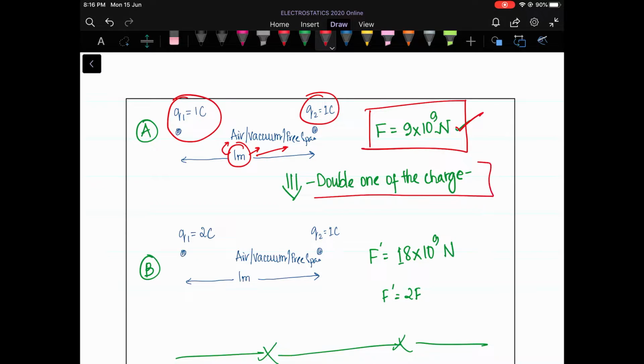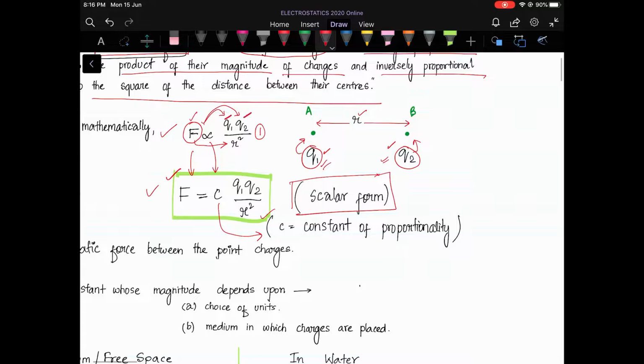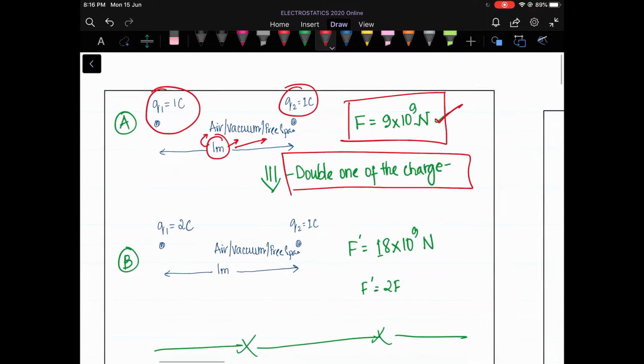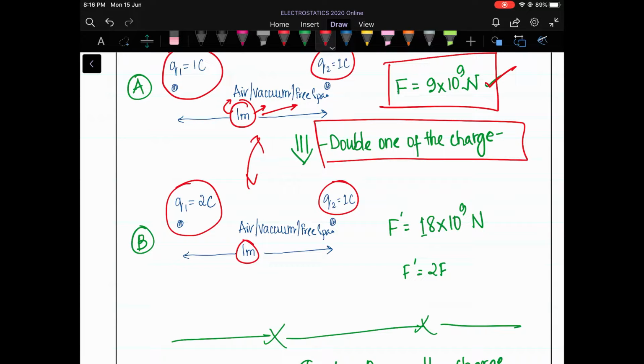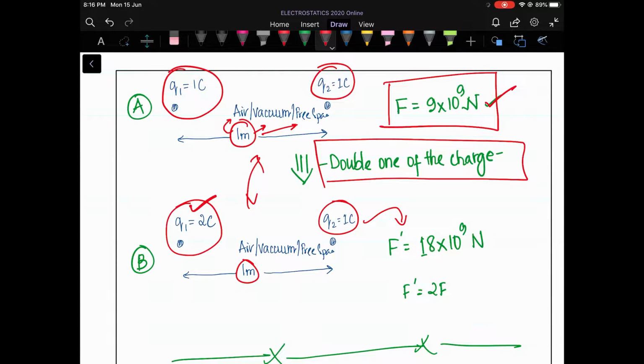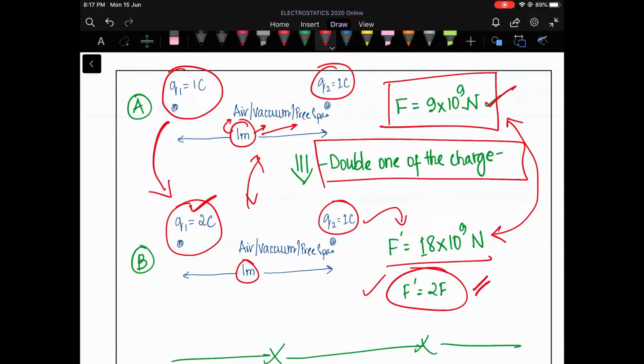Now if we double one of the charges, suppose we make one of the charges double its initial value. That means now your Q1 is 2 coulombs and your Q2 is still 1 coulomb. We are comparing these two cases. Clearly we have not changed the distance, and you will notice that the force will not be the same but it will be larger because we have a larger charge now. It is found that the force now will be double the value of your initial force. That means the effect of making one charge double the value will also result in the force being double the previous value. So 9 has become 18.